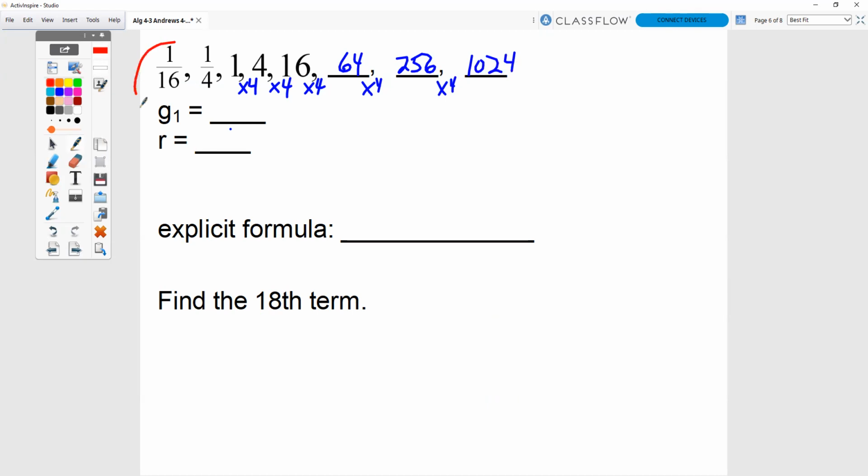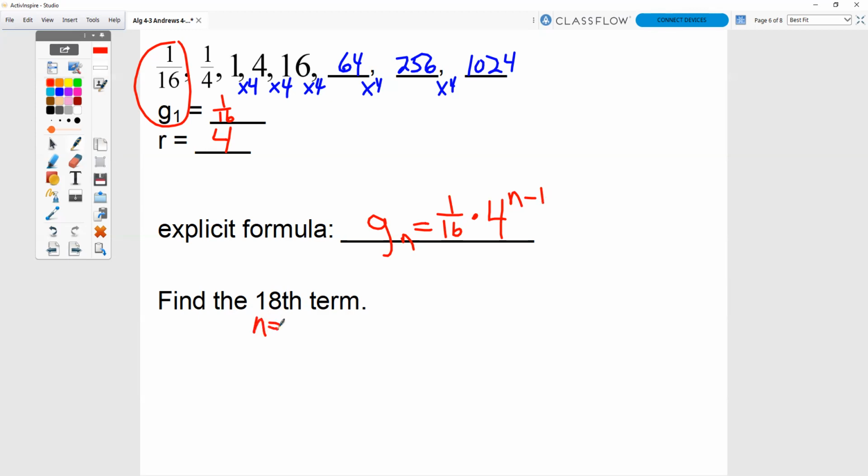Our G sub 1 is our first term. All right, that is that 1/16. Our common ratio is what we're multiplying by. That would be the times 4. So I'm going to write 4. The explicit formula, G sub n equals your first term, G sub 1, which is 1/16. You could change that into a decimal as well, times your common ratio of 4 to the n-1 power.